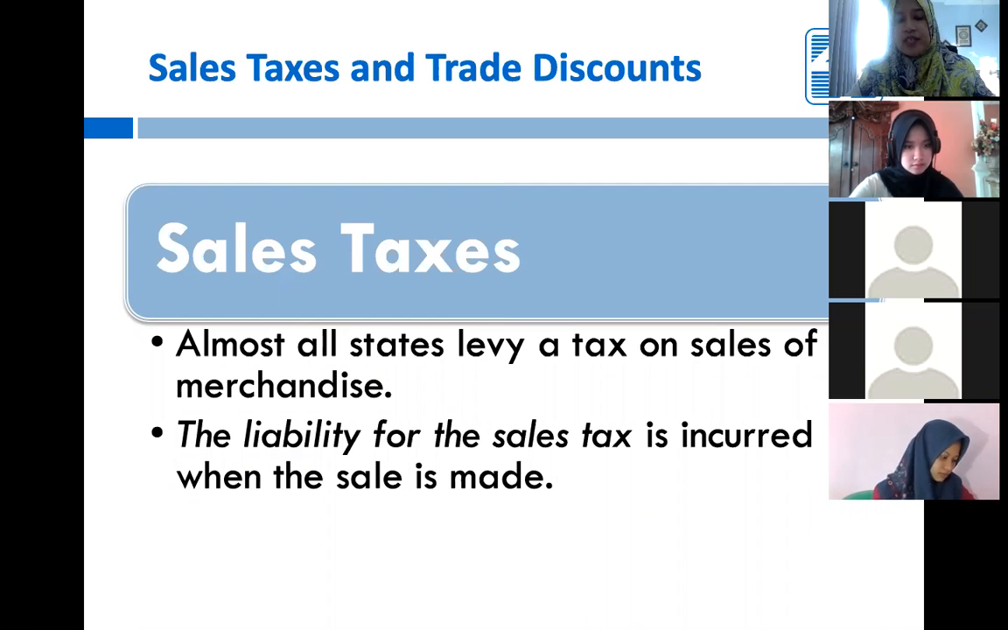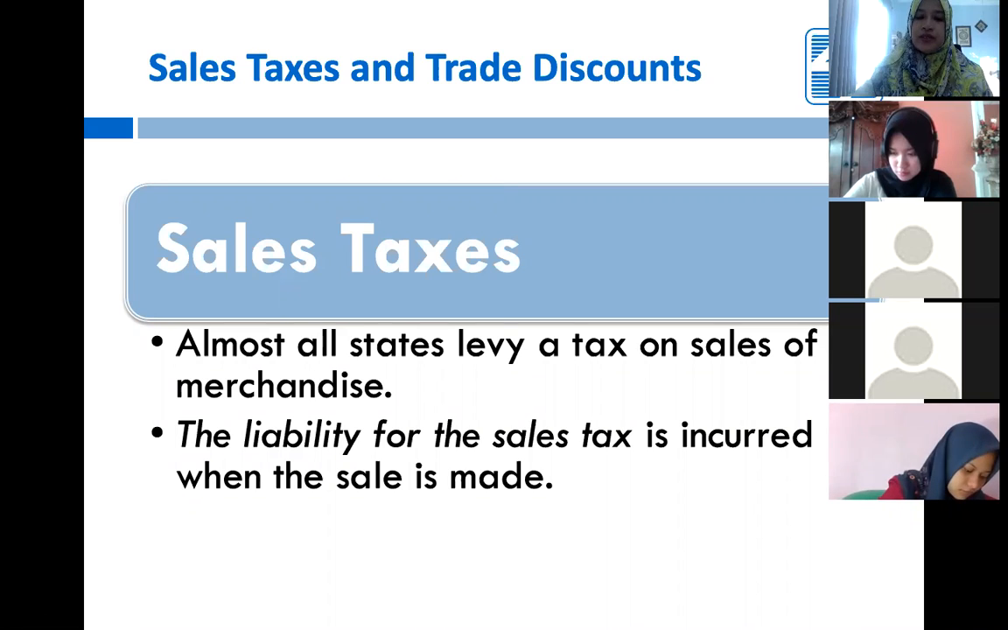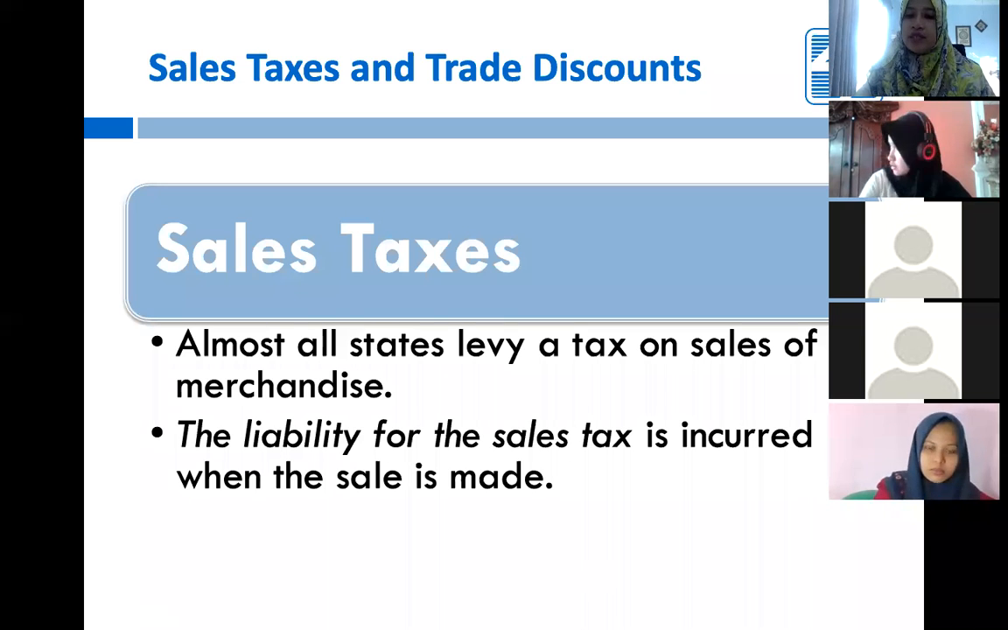We are actually paying the sales tax to the government. So the merchandising business is supposed to pay the tax on the buyer's behalf. We are the buyers, the end buyers, konsumen akhir. We are paying the sales tax, and then the company, which is the seller, the merchandising business, will collect the tax from us and then later on pay to the government. So whenever the sale is made, the liability for the sales tax will be incurred.